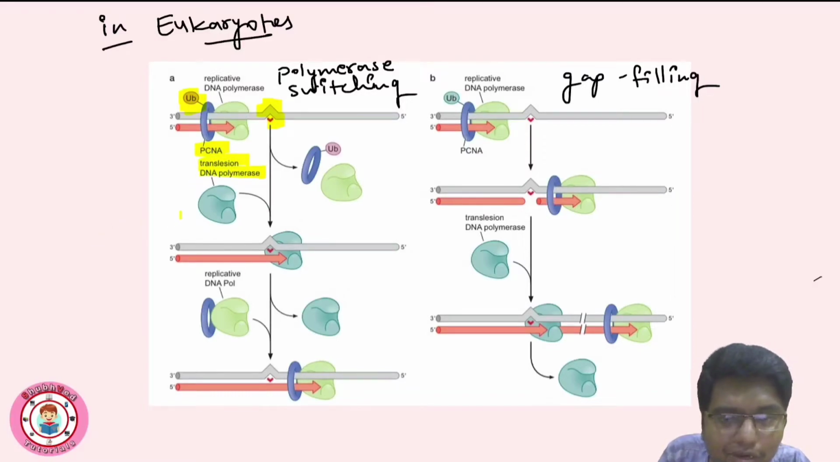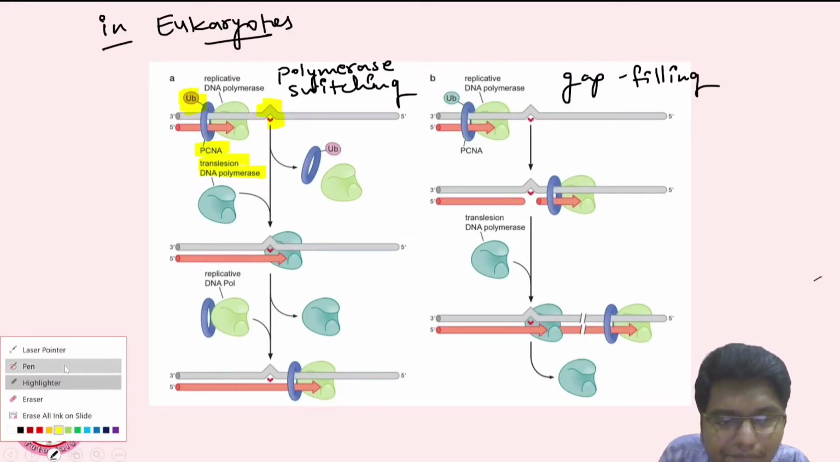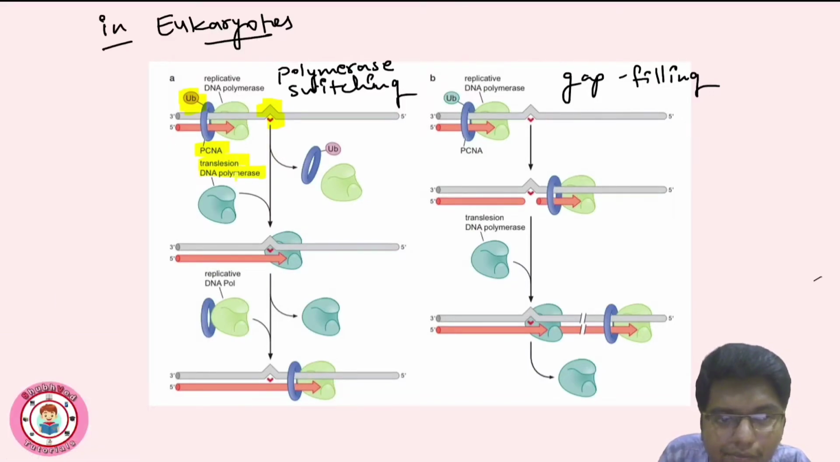Translesion polymerase. We saw there are different types. There are 5 types of polymerases, as we saw in the diagram. Polymerase kappa, polymerase eta, polymerase zeta, right? So any one can come and proceed the replication. See, this is polymerase switching. Means what? The main replicative polymerase will be removed out. The translesion polymerase will come and continue the replication past the damage. And then again, the main replicative polymerase will come and continue further.